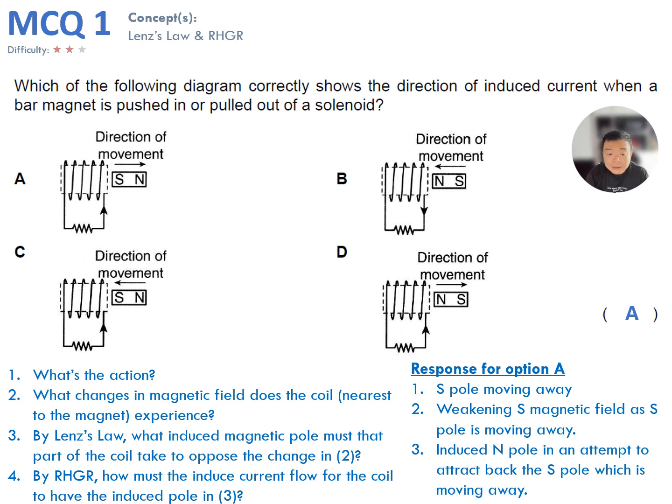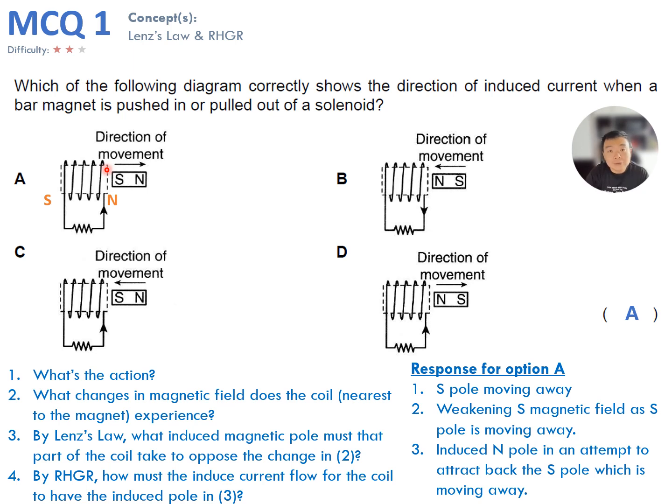And therefore, for option A, this side of the coil experiences a weakening south magnetic field because the south pole is moving away. Therefore, by Lenz's law, what induced pole will this side of the solenoid take so that we can oppose the change described above? So when the south pole is weakening, we don't want it to happen and we want to oppose it. Therefore, we should have an induced north pole here in an attempt to try to attract back the south pole that is moving away. And therefore, there you go, you have an induced north pole here and an induced south pole on the other side.